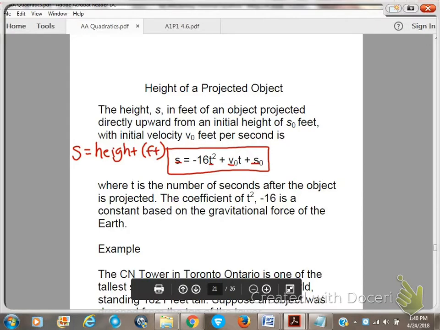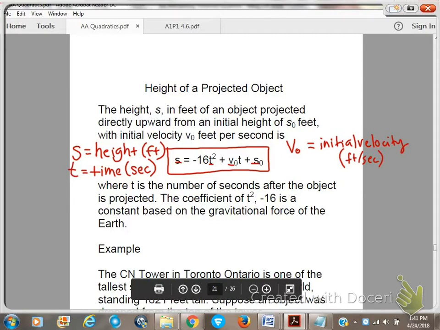What does the T stand for? Time, I'm guessing. Time in what? Seconds. Now, this V naught, so the V with the little zero there, what does that stand for? Velocity. The initial velocity. Okay, now a label for velocity would be feet per second. It has the longest label.